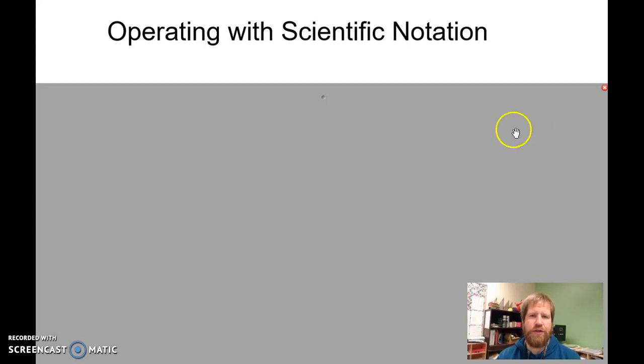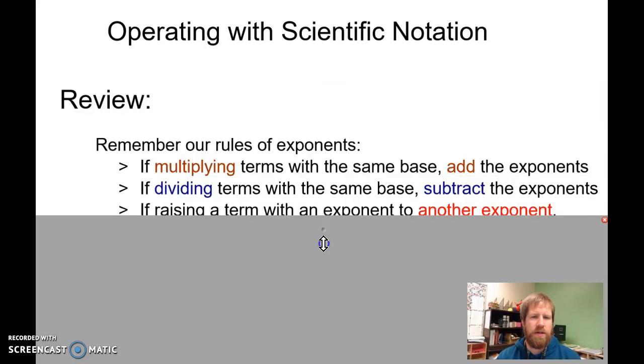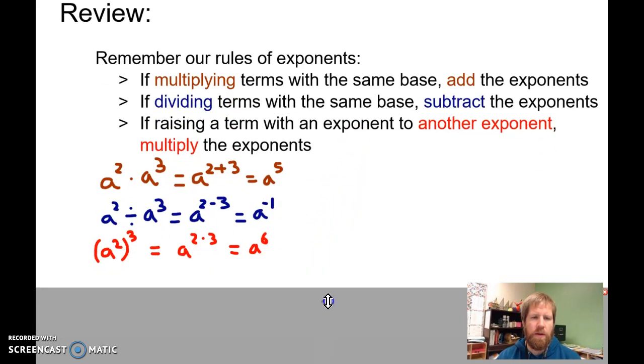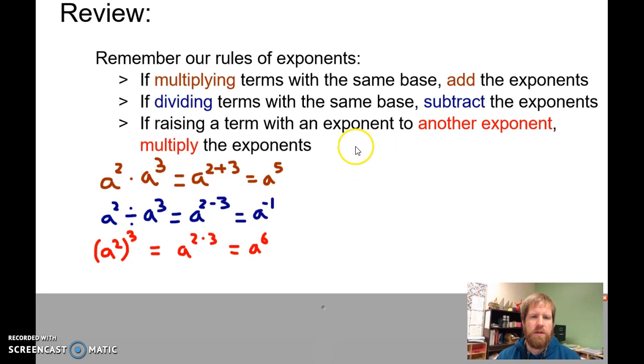Operating with scientific notation. The first thing we need to do is a little review of what we learned a couple lessons ago about exponents and their rules. Okay? So keep in mind that for multiplying and dividing, you need to have the same base. And when you're multiplying terms with the same base, you're going to add the exponents to get your answer. When you're dividing terms with the same base, you're going to subtract the exponents and then write down your answer.